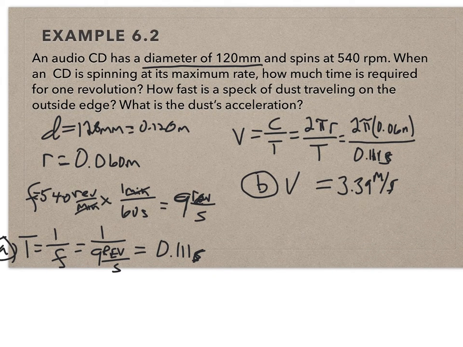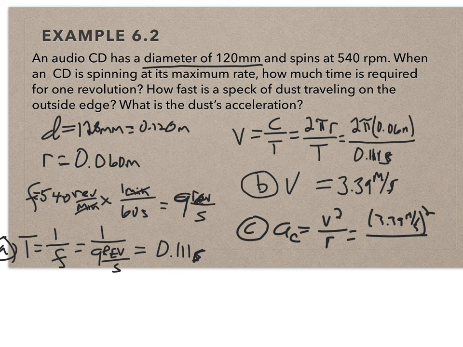Okay, next one. What is the dust acceleration? We have another equation for that. Remember, it's going the same speed, but it's changing direction, so it has what we call a centripetal acceleration, which is the speed squared divided by the radius. All right, so let's plug in our values. 3.39 meters per second, we're going to square that number, and that's divided by the radius, which is 0.06 meters.